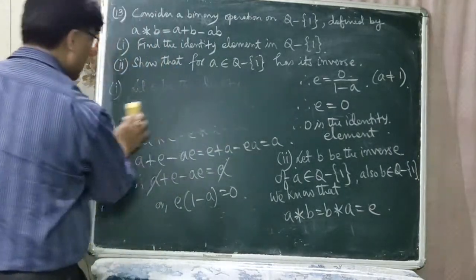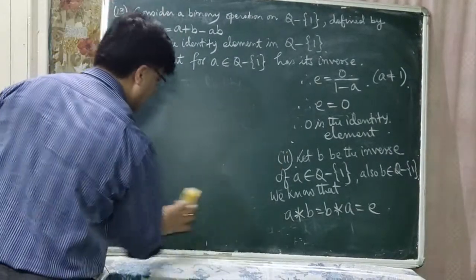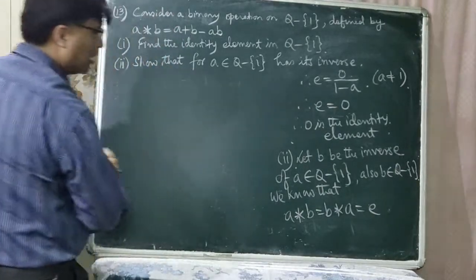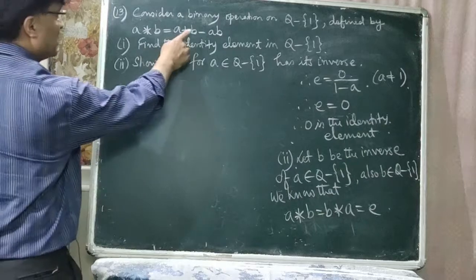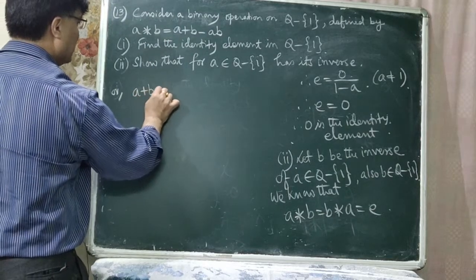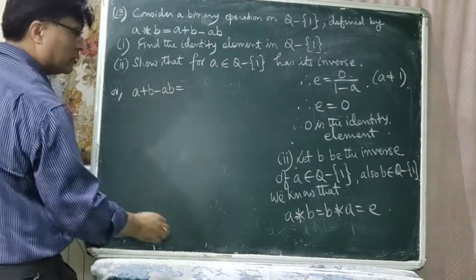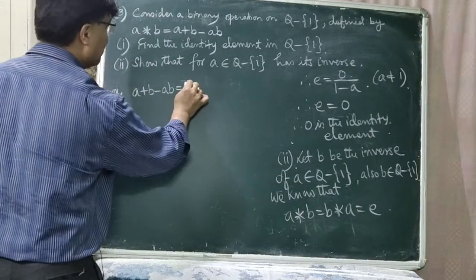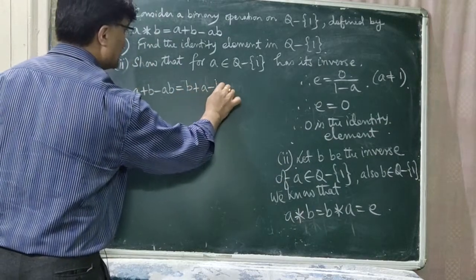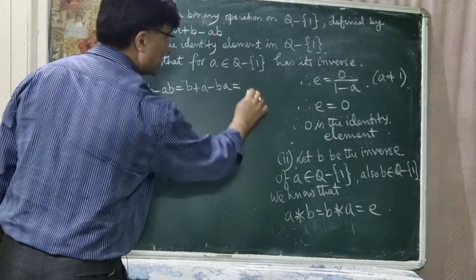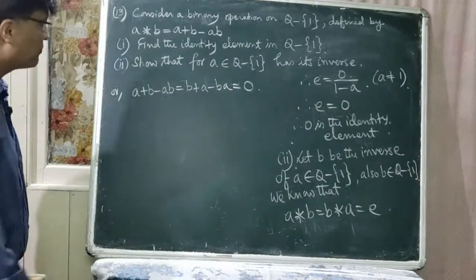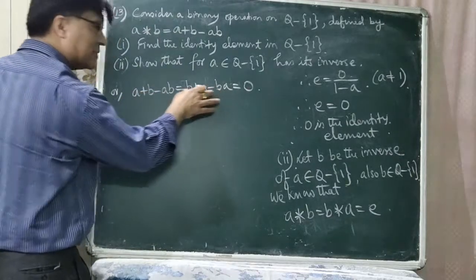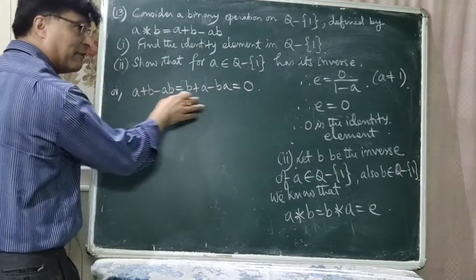Okay, so let us find out the value for B in terms of A. So now, by definition, what is A star B? It is A plus B minus AB is equal to, what is B star A? Similarly, B plus A minus BA is equal to, what is the value for E in this case? Identity element is 0 in this case. Okay, and this LHS and RHS have got the same value, isn't it?